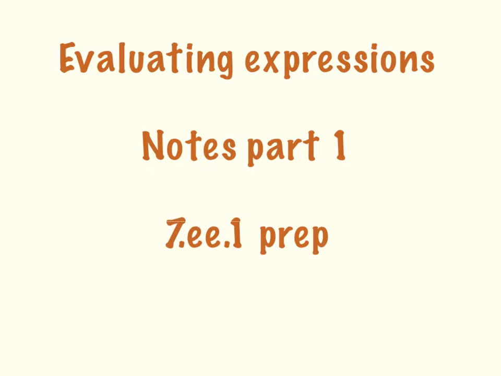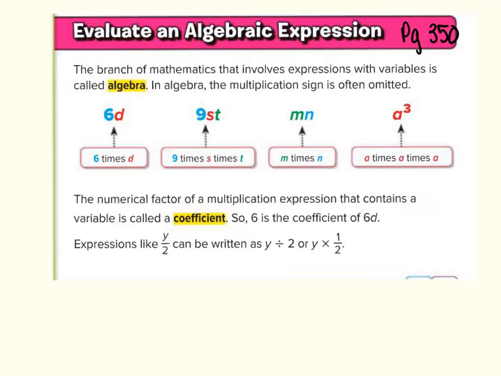Chapter 5, Lesson 1 deals with evaluating expressions. This is going to be notes part 1, so it's going to go by quickly, hopefully. On page 350, you will see in your books a reminder of what a letter right next to a number actually means. It actually means to multiply.